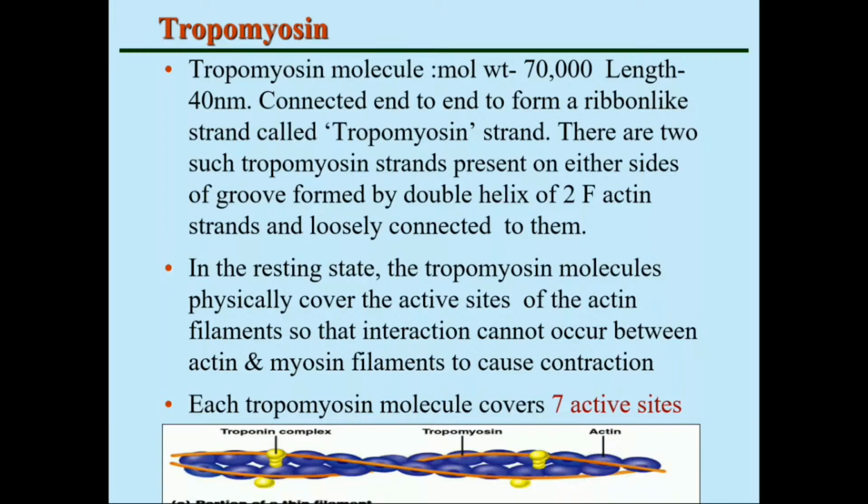So the G-actins join together to form F-actin. Two F-actin strands twist around one another to form the base of the filamentous actin, and when the two filaments twist, they form grooves on either side, and therefore there are two such tropomyosin strands present on either side of the groove formed by the double helix of F-actin strands and loosely connected to them. In the resting state, the tropomyosin molecule physically covers the active sites of actin filaments.